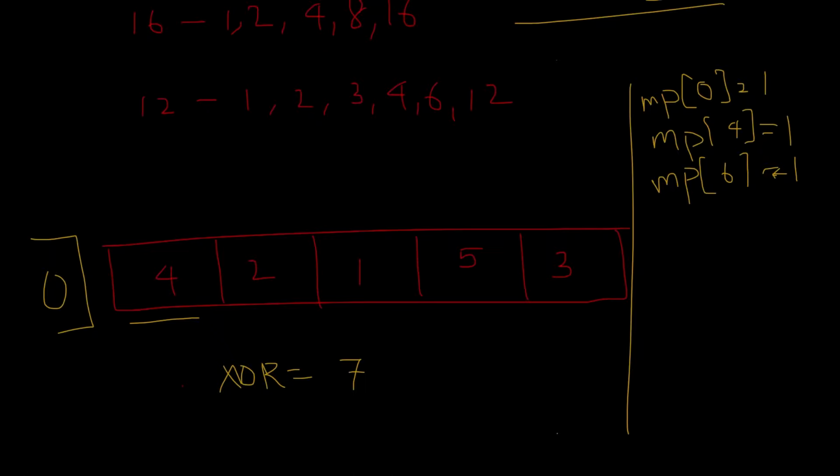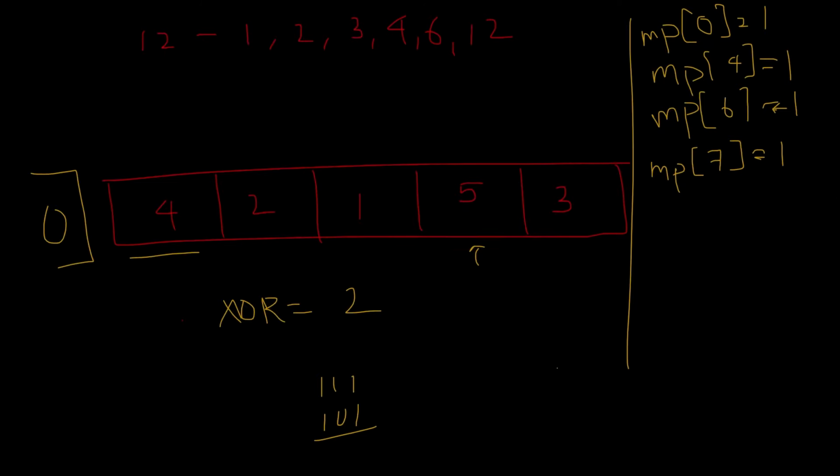Then we'll go for the next one, and before that we'll add mp of 7 to our list. Mp of 7 is equal to 1. Then we are at 5. So now what is the XOR value here? 101. So the XOR value will be 2. The XOR value will be here 2.